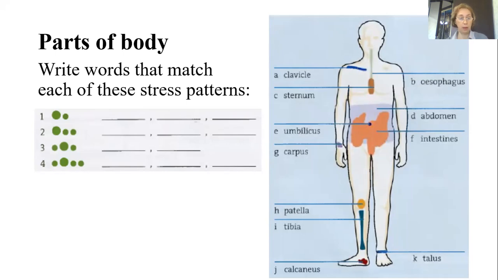Anurin, can you read them? Corpus. Okay, corpus, sternum, and talus. Talus. Okay. Now the second group, Pisar, please. I guess it is umbilicus. Umbilicus belongs to the 4th group. What about the second group? It should be 3 syllables.